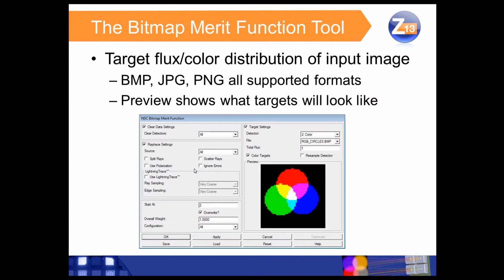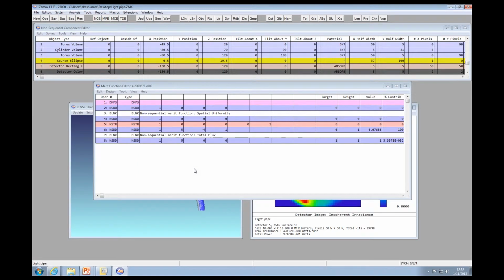Sometimes targeting things like uniformity or efficiency is too simplistic for what we're trying to achieve. The Bitmap Merit function tool allows us to target any complex flux and color distribution that we can define in an input image. Bitmap, JPEG, and PNG formats are all supported. Let's take a look at how this works. We'll come back to the system we were just looking at.